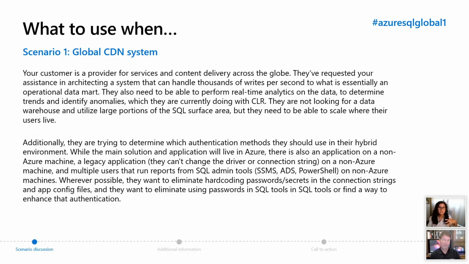Now, this first scenario that I came up with is about a global CDN, or global content delivery network system. And you can see they have a few requirements that they want addressed. So the idea is that you would come up with some sort of solution, some details around how they might implement this, maybe an architecture diagram, maybe some considerations or decision points.